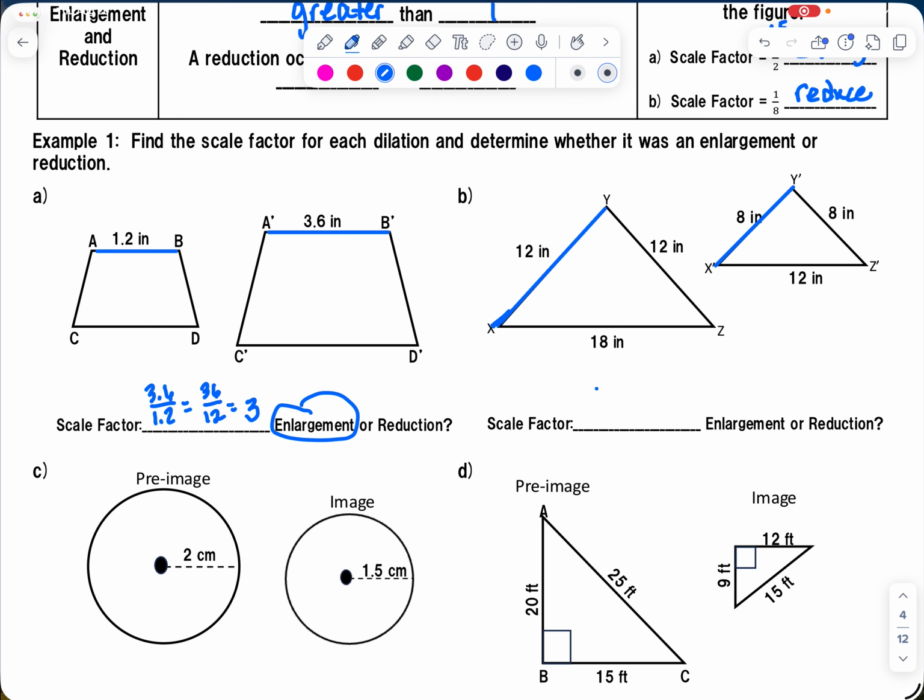So we're going to take our new over our original, and I want to write this in simplest form, so I'm going to divide both the numbers by 4. 8 divided by 4 is 2. 12 divided by 4 is 3. So our scale factor is 2/3. Now 2/3 is between 0 and 1, so that's a reduction.